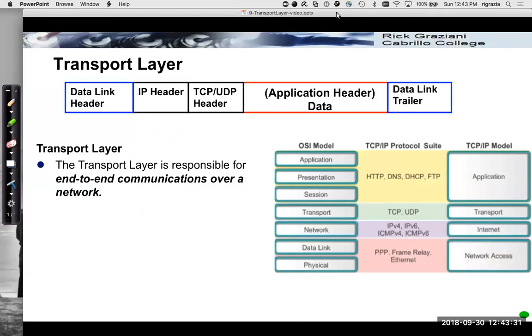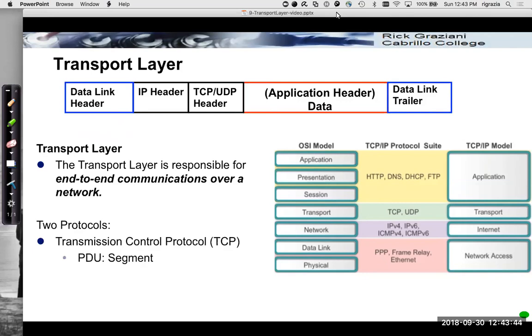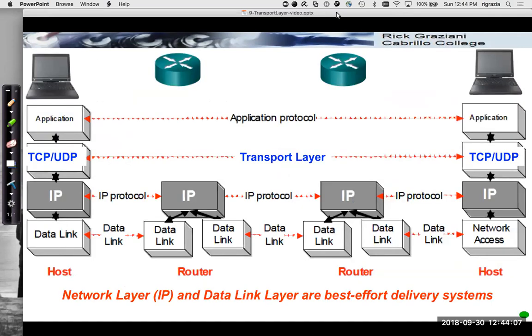The transport layer is responsible for end-to-end communications over a network. There are two protocols involved. There's Transmission Control Protocol, TCP, whose PDU, the header and its data, is known as a segment. And there's also User Datagram Protocol, UDP, and the PDU for that is known as a datagram, or can also be called a segment. In the upcoming videos, we're going to be learning a lot more about both of these protocols. So this is just an overview.